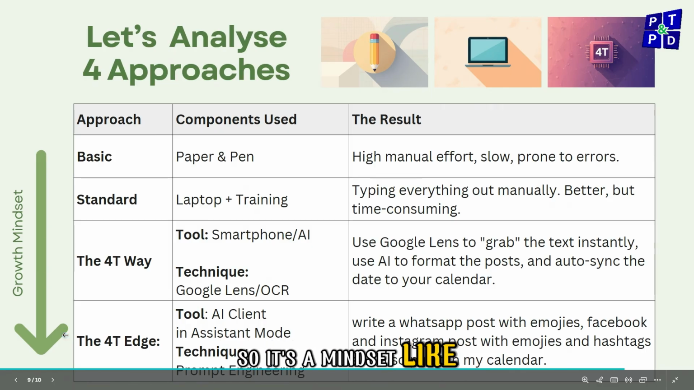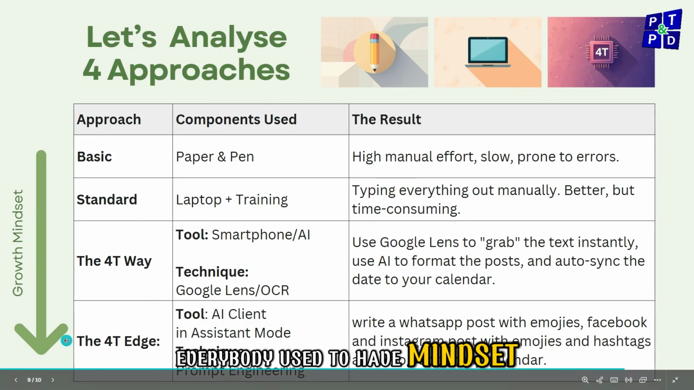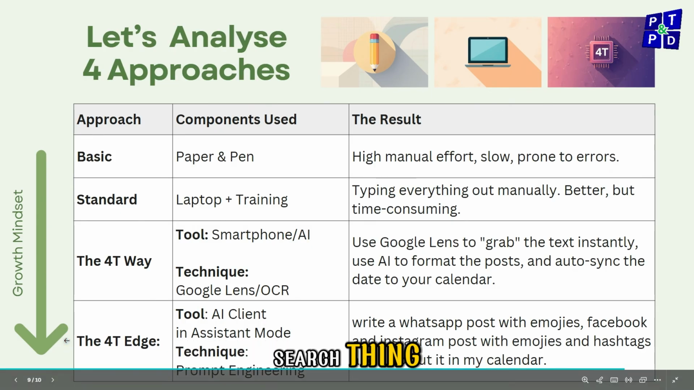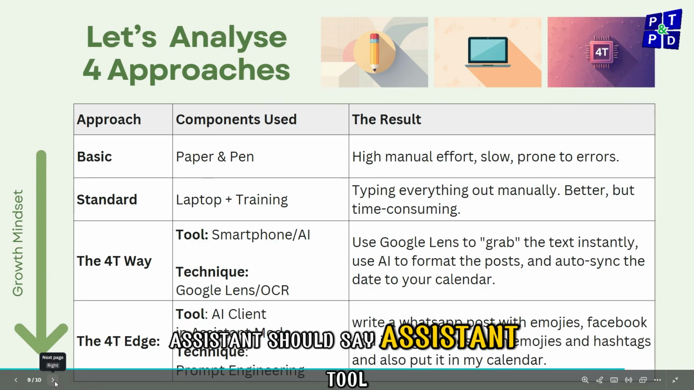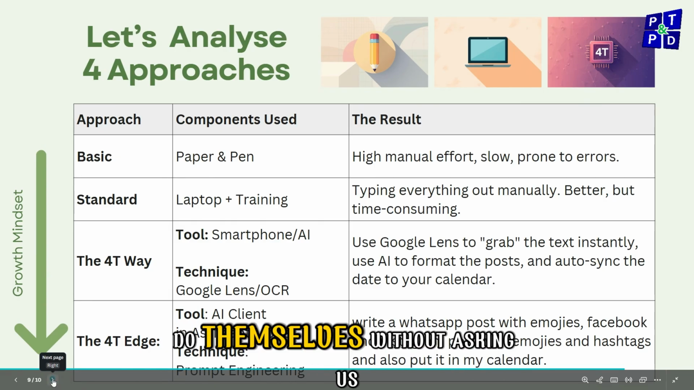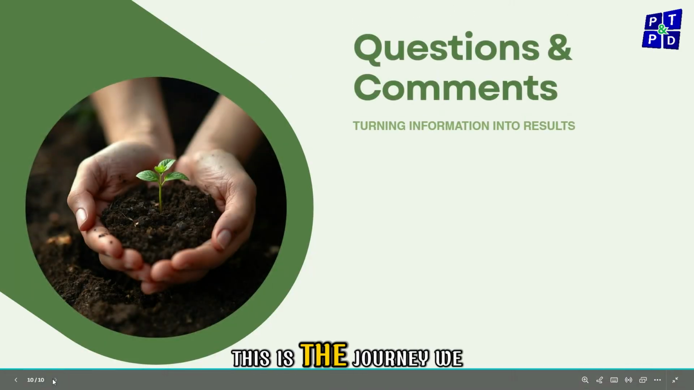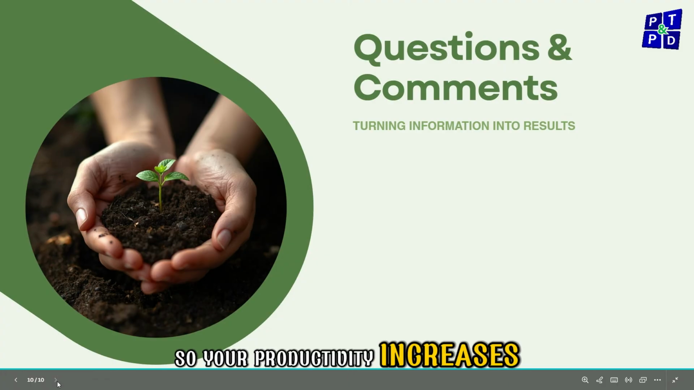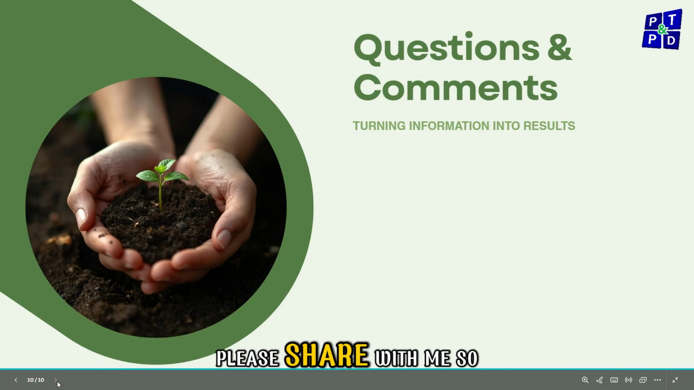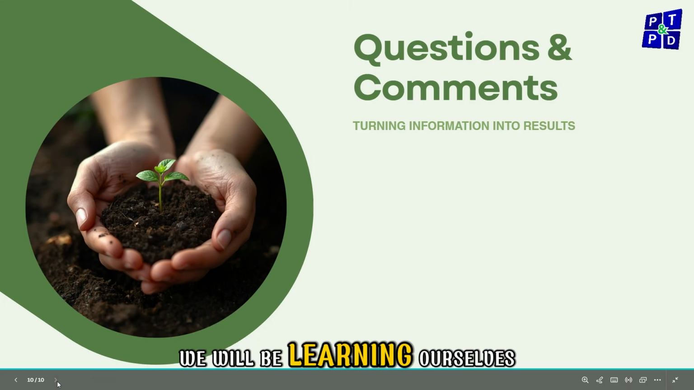So it's a mindset. Like everybody used to have the mindset of using Google to search things. Now we ask Gemini to do the task. So Gemini is a new searching tool, but it's not a searching tool. It's a solution tool. Assistant should say assistant tool. Solution is something they will do themselves without asking us. So that's about it. This is the journey we want you to come up with, so your productivity increases. If you have any questions or comments, please share with me, so we will be learning ourselves as well.